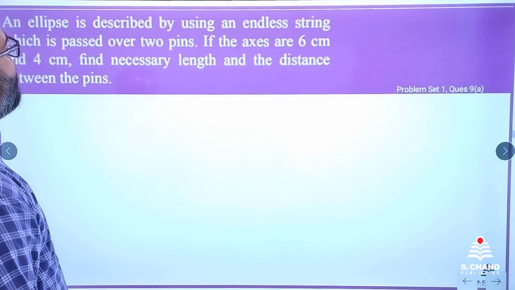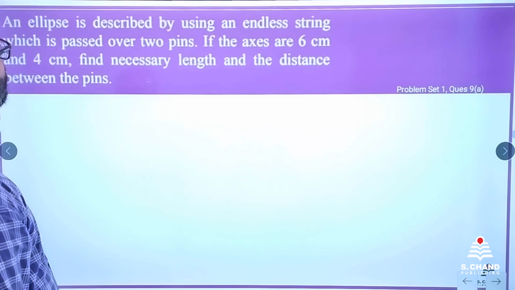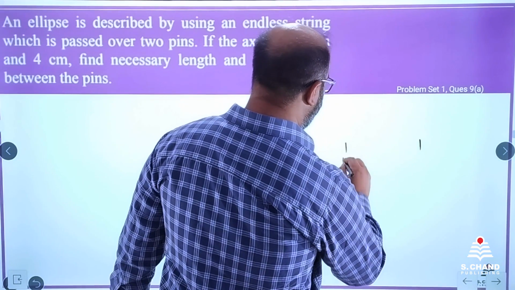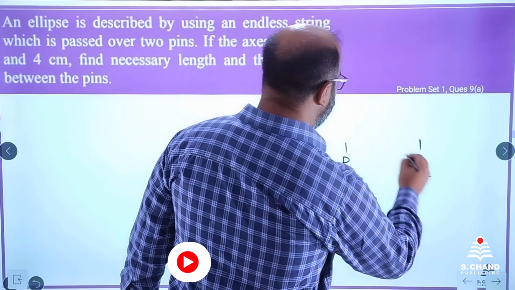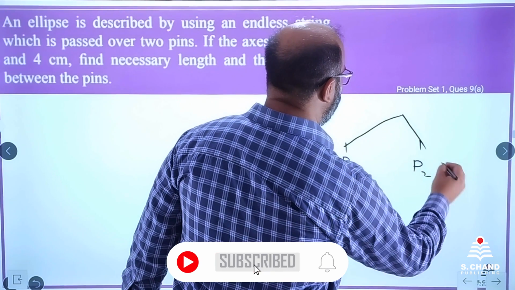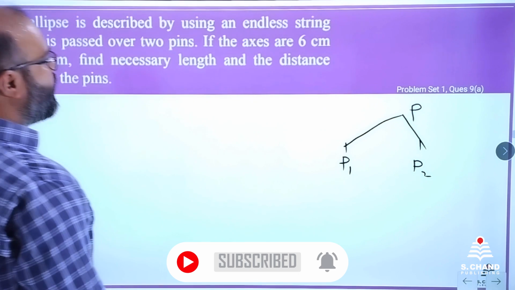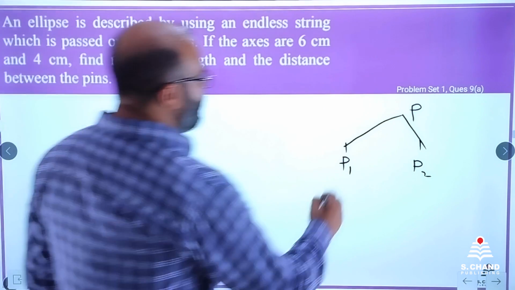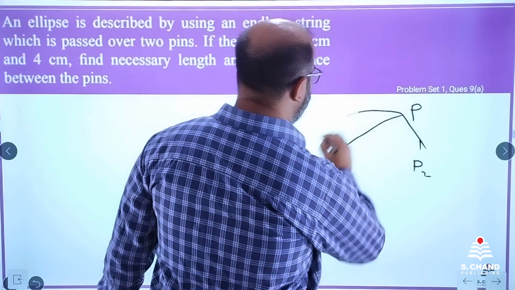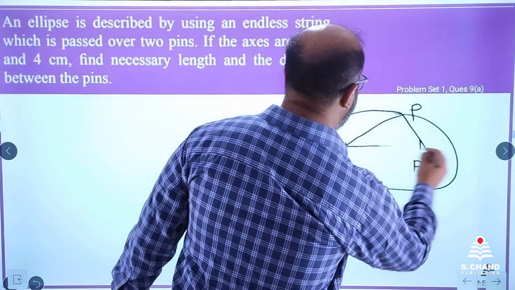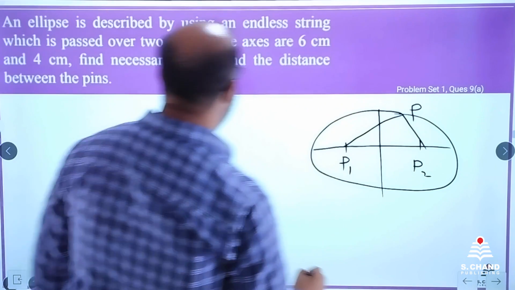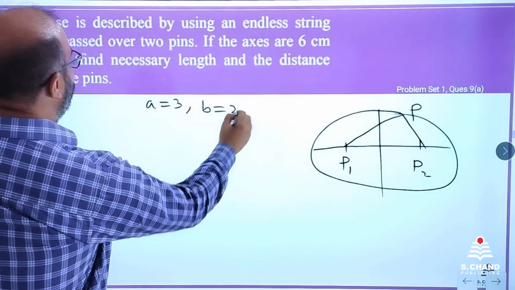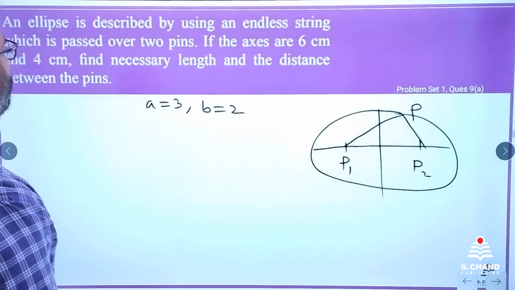An ellipse is described by using an endless string which is passed over two pins. What it means? It simply means that two pins are the two foci, pin 1, pin 2, and there is an endless string, so it may be like this, and this is the point P, and it is moving. If the axes are 6 cm and 4 cm, so the ellipse is having axes given as 6 cm and 4 cm, which means A is 3 and B is equal to 2. Find the necessary length and the distance between the pins.